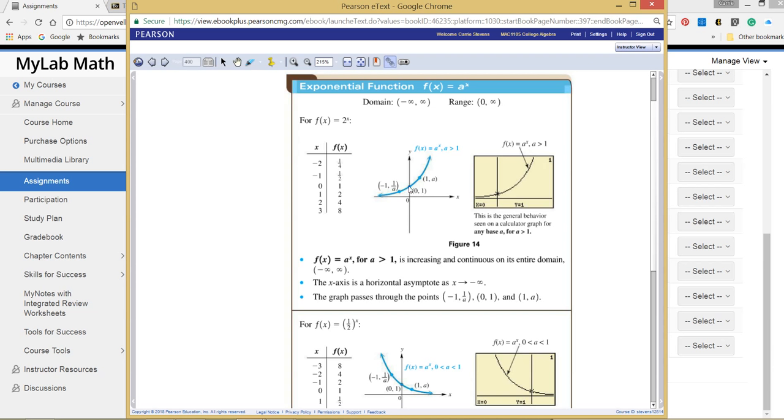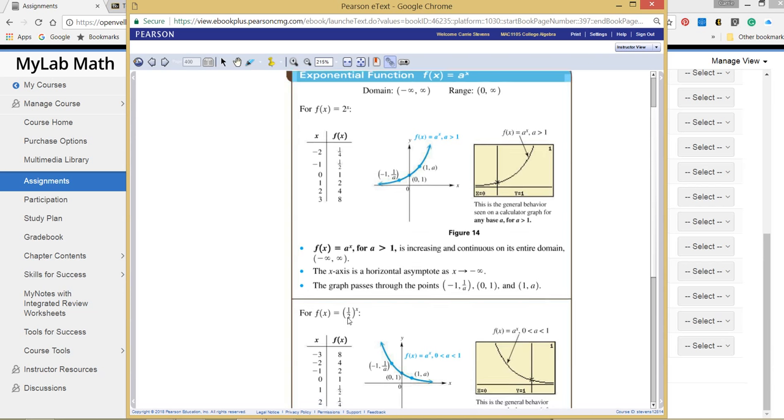(0, 1) is always on the exponential graph because anything to the power of 0 is 1. So no matter what the base is, you'll have that point. And then you have (1, a), so (1, 2). If you raise 2 to the power of -1, you get 1/2. If you raise 2 to the power of 0, you get 1. If you raise 2 to the power of 1, you get 2. So those are the points that are always on the graph.